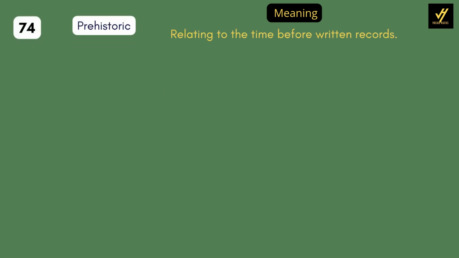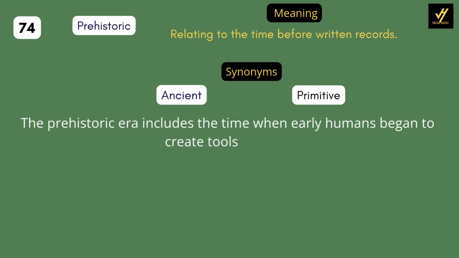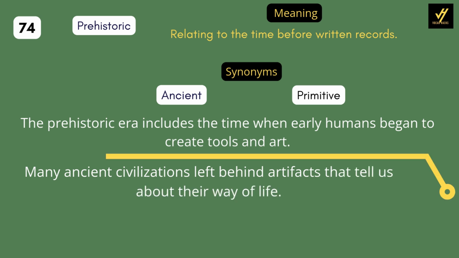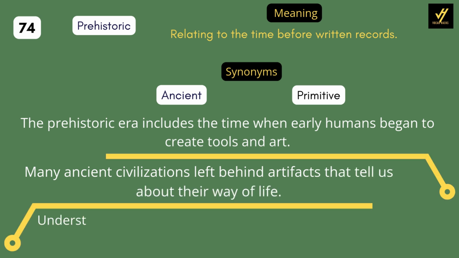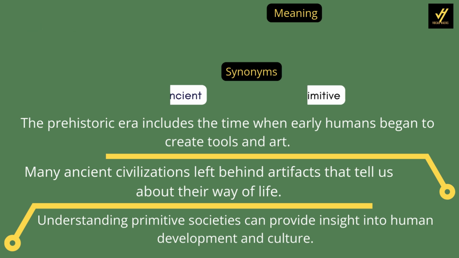Prehistoric, relating to the time before written records. Ancient, primitive. The prehistoric era includes the time when early humans began to create tools and art. Many ancient civilizations left behind artifacts that tell us about their way of life. Understanding primitive societies can provide insight into human development and culture.